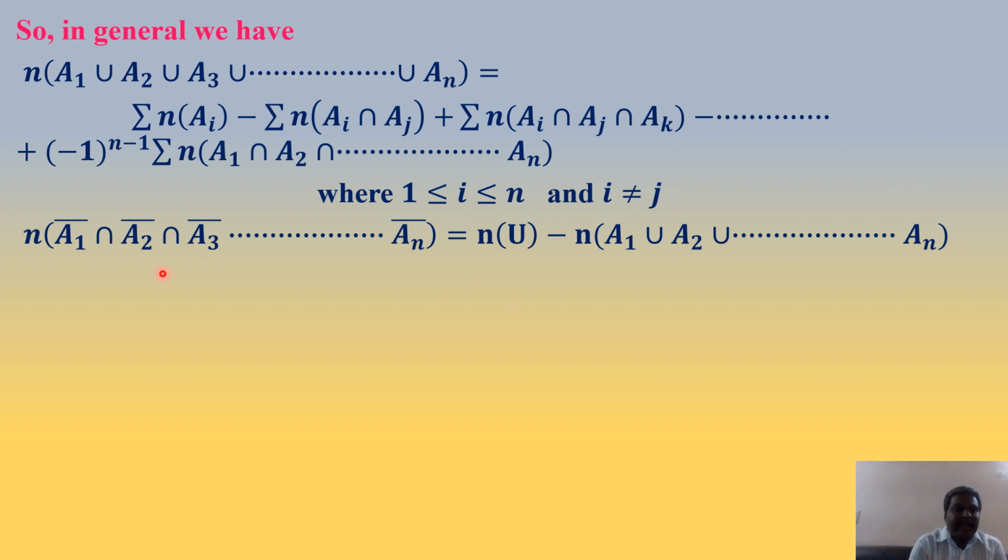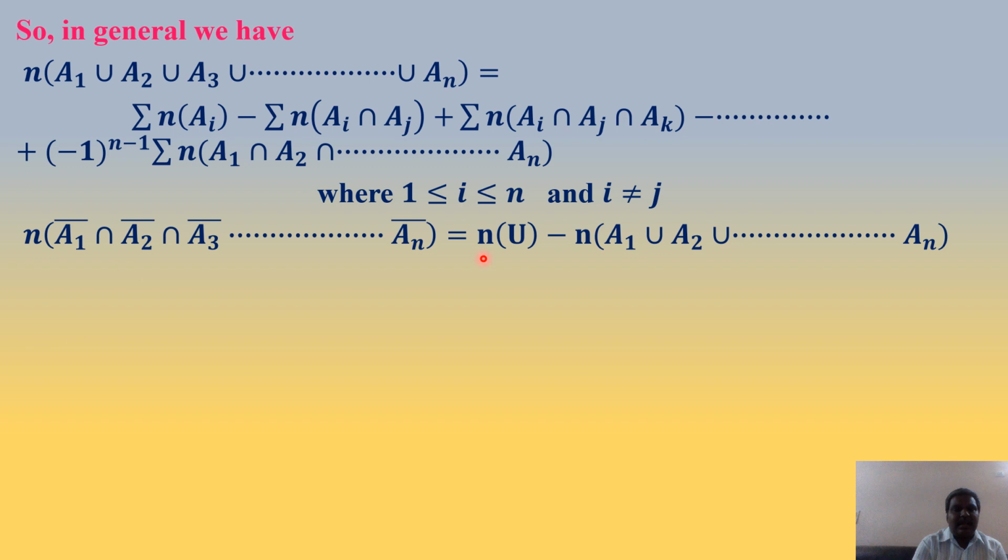A complement. This is A1 complement. This is A2 complement. A1 complement is obtained by the universal set minus A1. A2 complement is obtained by the universal set minus A2. So this is the relation between Ai bars and Ais.